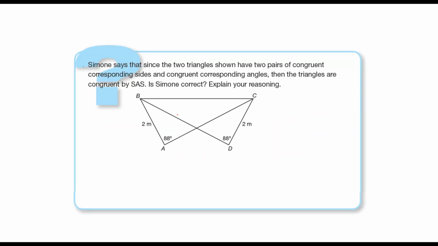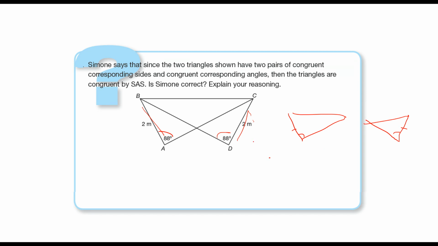Here's a quick test problem from our old curriculum. Simone says that the two triangles shown have two pairs of congruent corresponding sides and congruent corresponding angles. Then the triangles are congruent by side, angle, side. So here we've got a side matching a side. Here we've got an angle matching an angle. And one triangle is this one, so we've got angle, side. And the other one is this one. So are the two triangles congruent, angle and side? Do we know if they are?